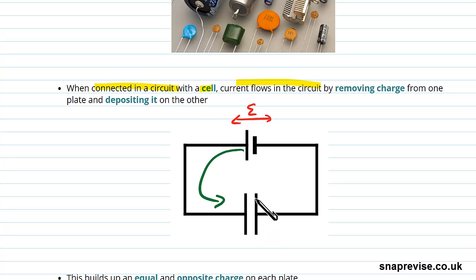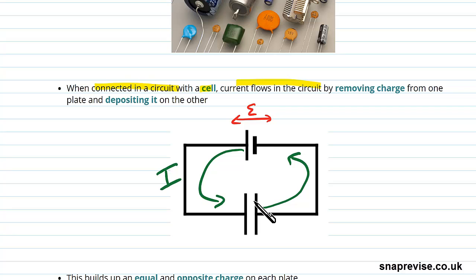We've really just got this gap across these plates, and there's no way for charge to get from here to here. What actually happens is that charge is stored on this plate and removed from this plate to carry on completing the circuit. And that way we get a current flowing in our circuit. We'll call that current I.